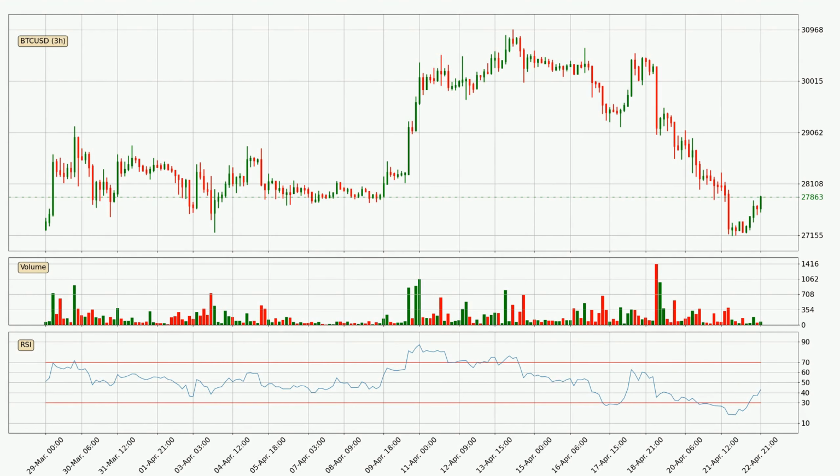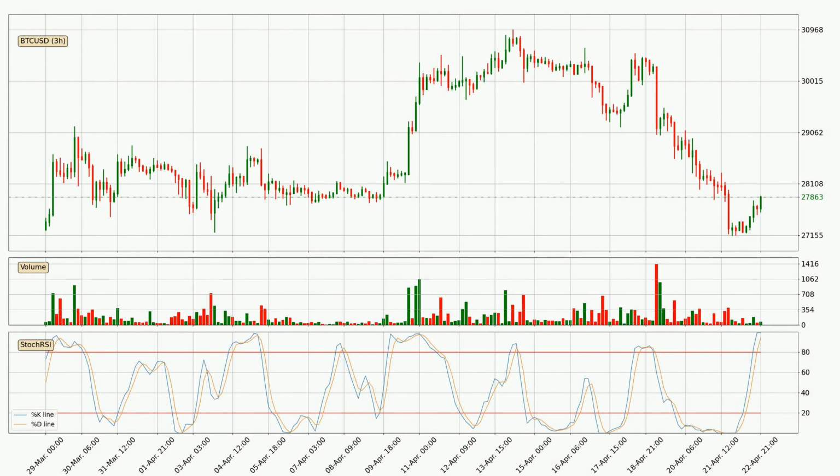Moving to the 3-hourly relative strength index, the current 3-hourly RSI is at 43, so it doesn't show signs of overbought or oversold conditions at this point. Looking at the 3-hourly stochastic RSI, both the %K and %D lines are located in the higher region. This means that the price is high due to overbuying and a change in the trend, or at least some kind of consolidation, can be expected.